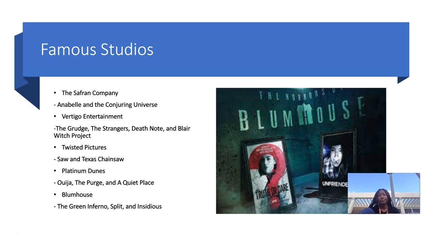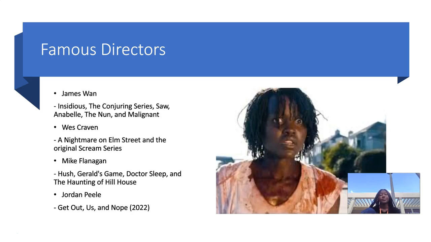Famous studios that create horror movies are the Safran Company, who has created Annabelle and the Conjuring universe; Vertigo Entertainment, who's created The Grudge, The Strangers, Death Note, and Blair Witch Project; Twisted Pictures, who has created Saw and Texas Chainsaw; Platinum Dunes, who has created the Ouija movies, The Purge, and A Quiet Place; and a very, very popular one is Blumhouse, which has created The Green Inferno, Split, and Insidious.